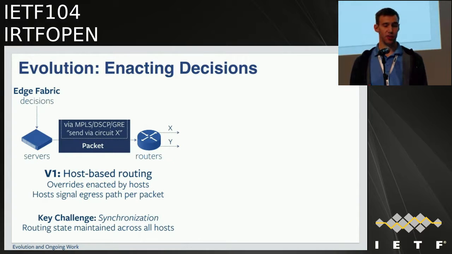Now, a key challenge there is maintaining synchronization. You have to keep routing state maintained across all of your hosts. And if, let's say, circuit X disappears, my servers need to know that now it's no longer a valid option for them to route traffic via.